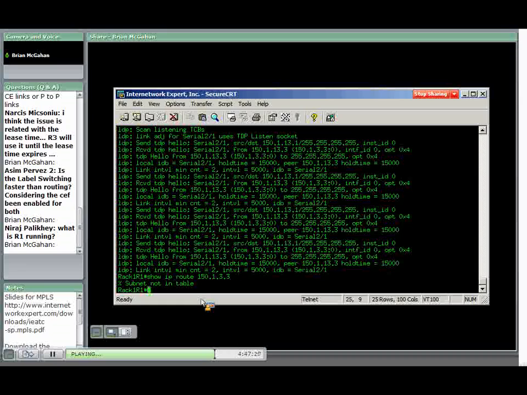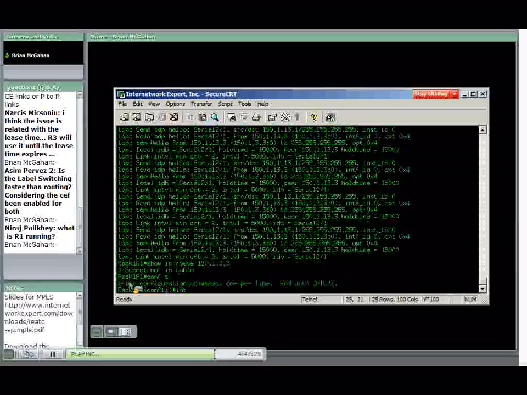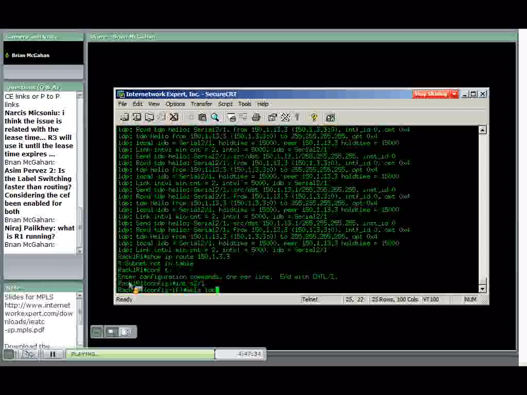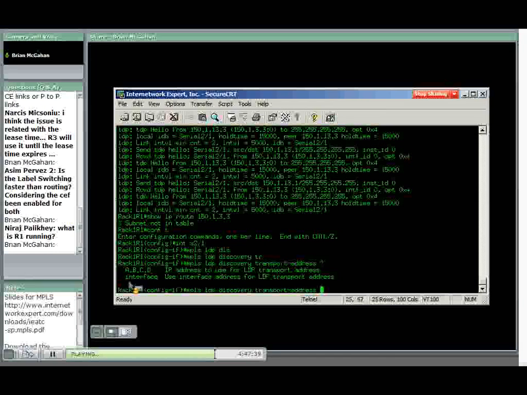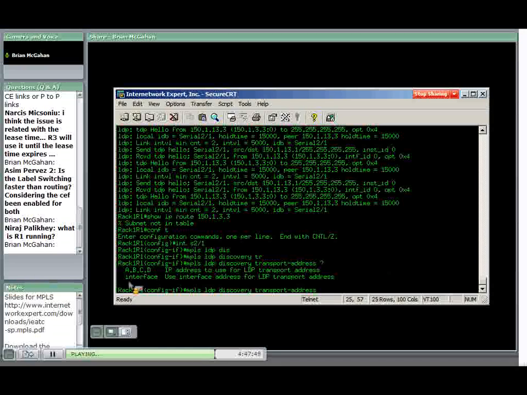Okay, there's one of the debugs that's going to show the specific error that's happening. What the problem is, it says we received a TDP, a tag distribution hello, from the address 150.1.13.3. Its router ID is 150.1.3.3. This is the address that we are now trying to start a TCP session to. It's called the connect source for the adjacency.